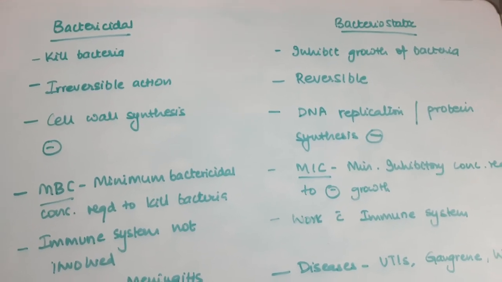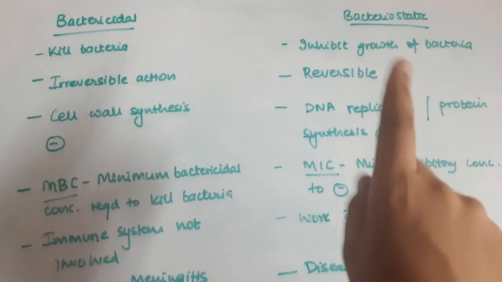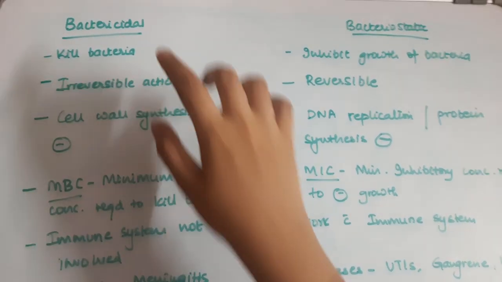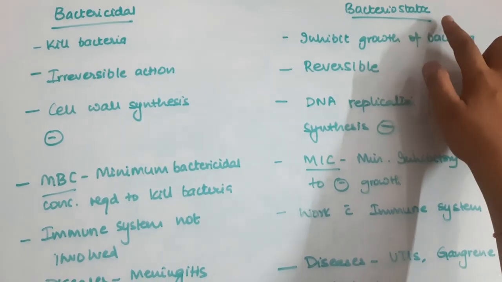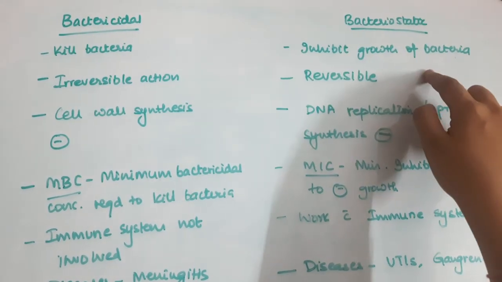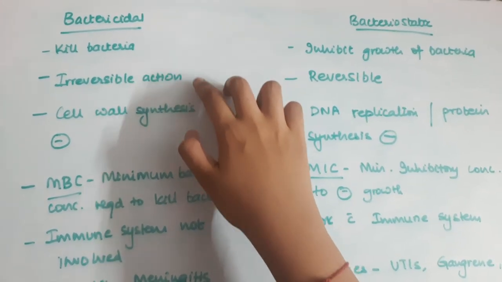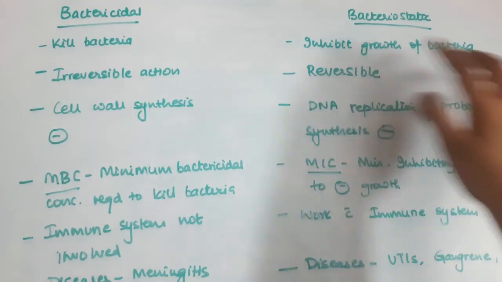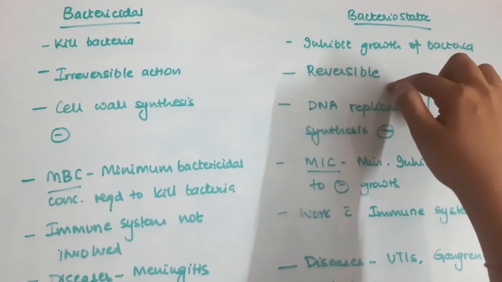Hello everyone. In this video, we will talk about the differences between bactericidal and bacteriostatic drugs. So bactericidal will kill bacteria, whereas bacteriostatic will inhibit the growth of bacteria. Bactericidal, since they kill bacteria, have an irreversible action. And since bacteriostatic only inhibit the growth of bacteria, they are reversible.